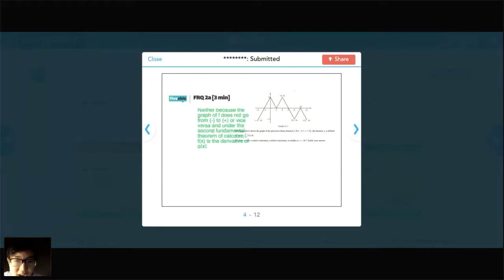F does not go from negative to positive or vice versa. And under the second fundamental theorem of calculus, f of x is the derivative of g of x. By the way, for those of you who put g prime of x is equal to f of x, you would automatically get 1 point. And you get a second point if you justify by saying that f of x is less than 0 in the interval from 8 to 12.